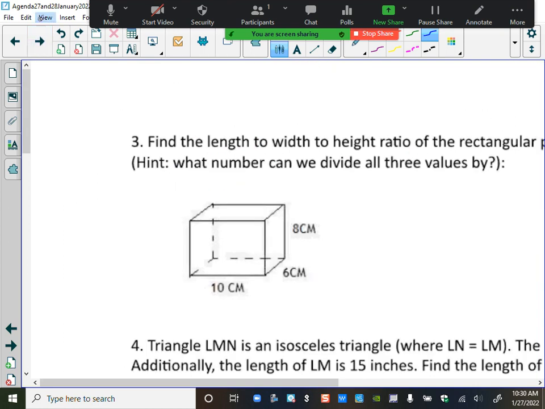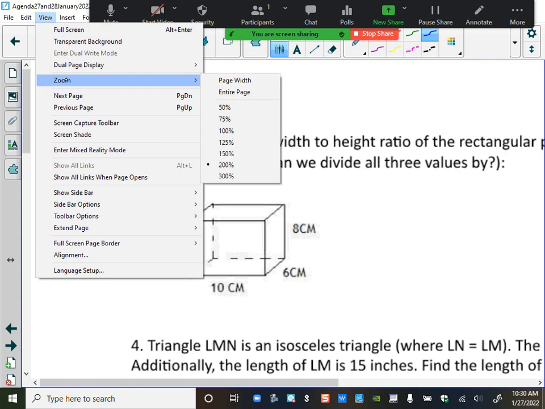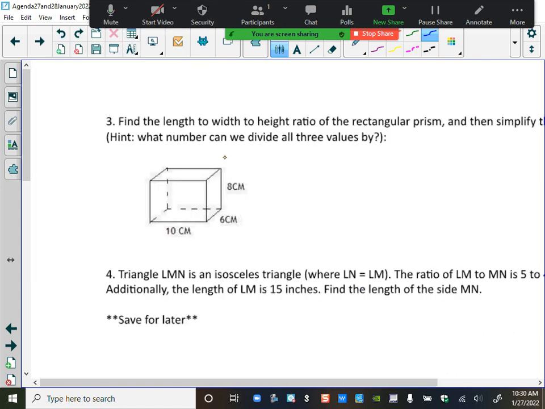Zoom out a little. I don't know why, my computer screen seems much smaller than usual.